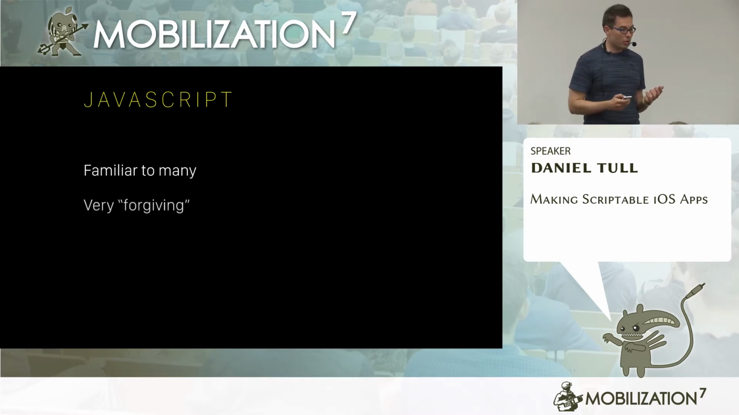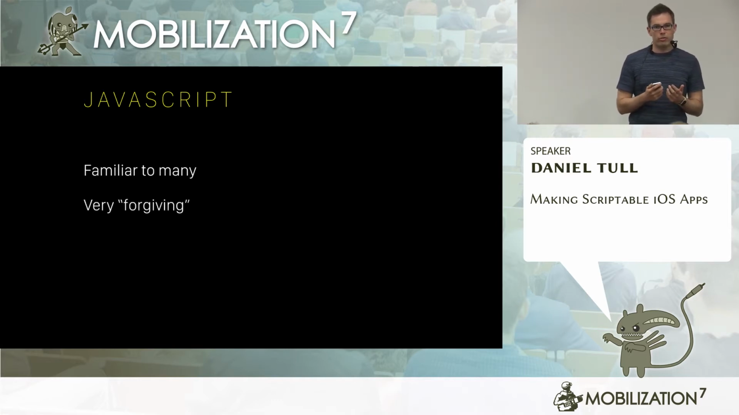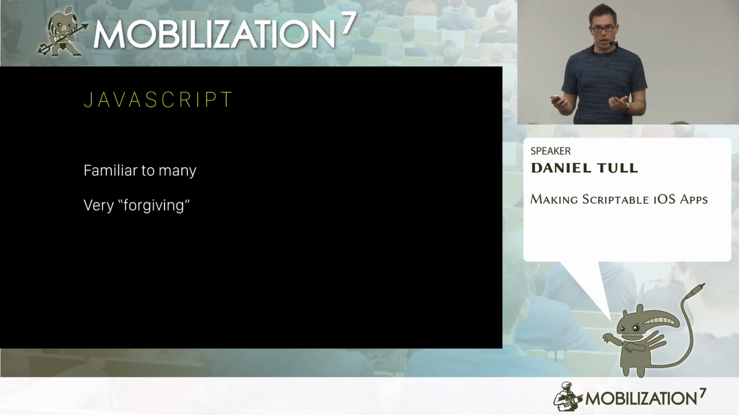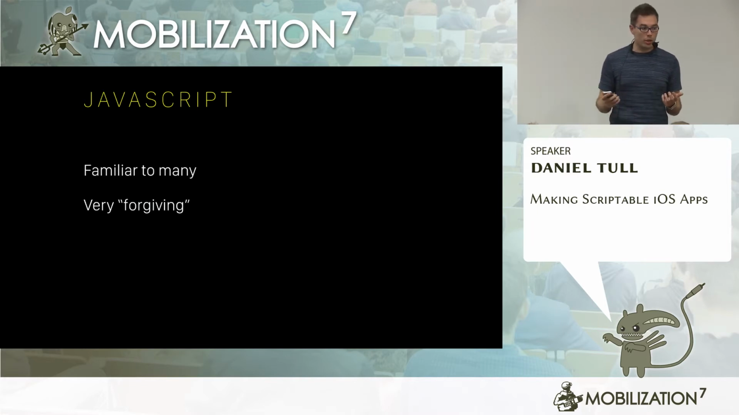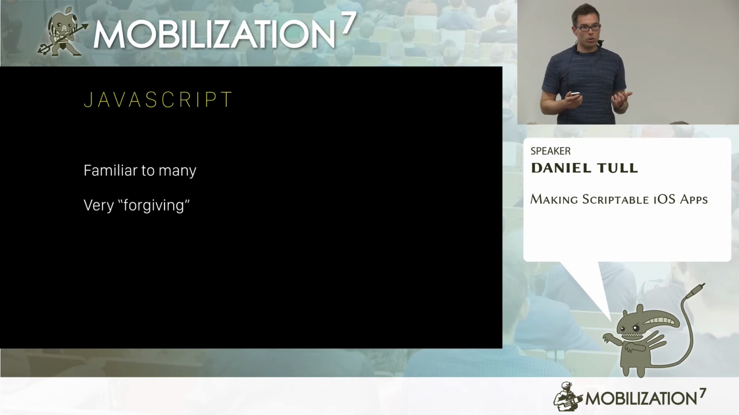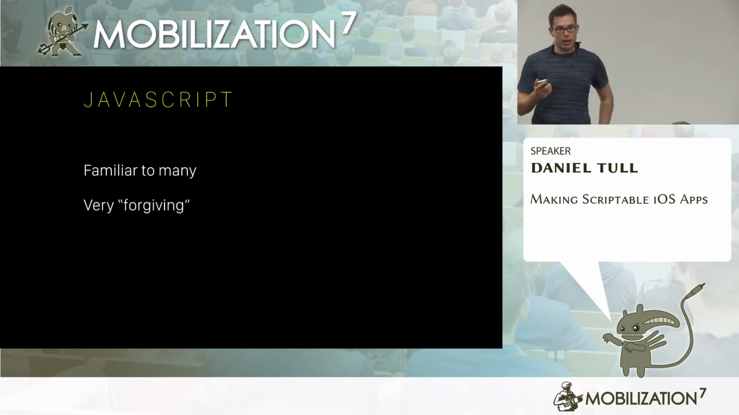It's very flexible. It's very forgiving. You can give something that wants a string a number, and JavaScript in a lot of cases will just deal with it. Users don't need to know what a type is. They just know that they're getting something, and they can do something with that.